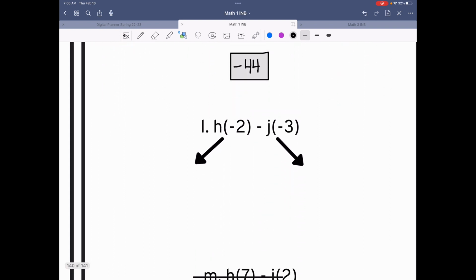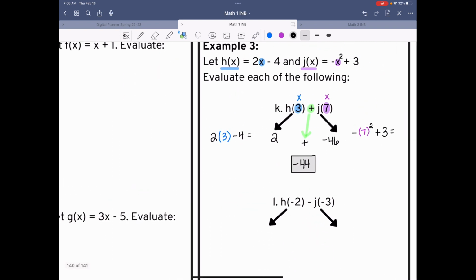All right, so now we're going to do the same thing. We just got to make sure that we are looking at the proper function. So if I'm looking at this one has an H. So this has an H here, and this one has a J. And then we're going to subtract the numbers when we're done. So if we're looking at H, we're going to plug in negative 2 for H. That's going to be my input. And we're going to plug in negative 3 for J.